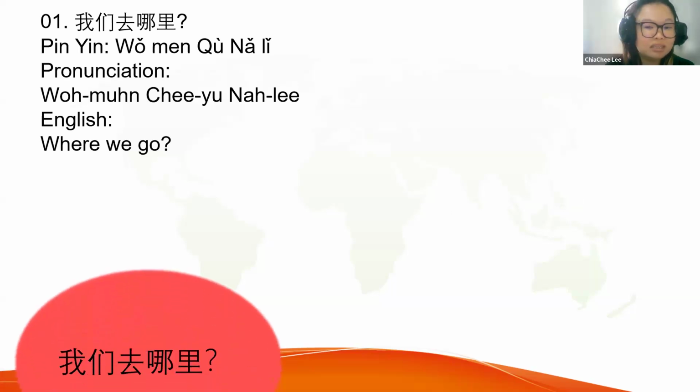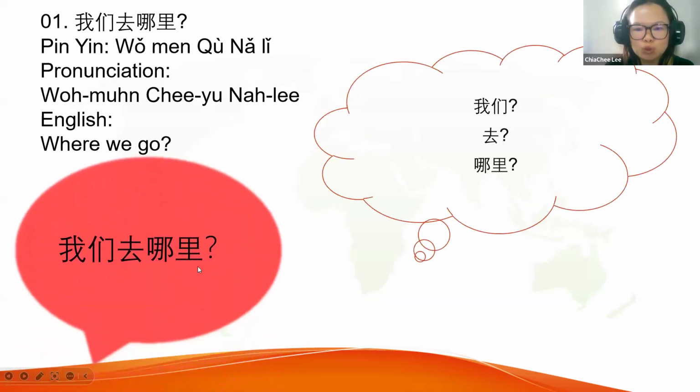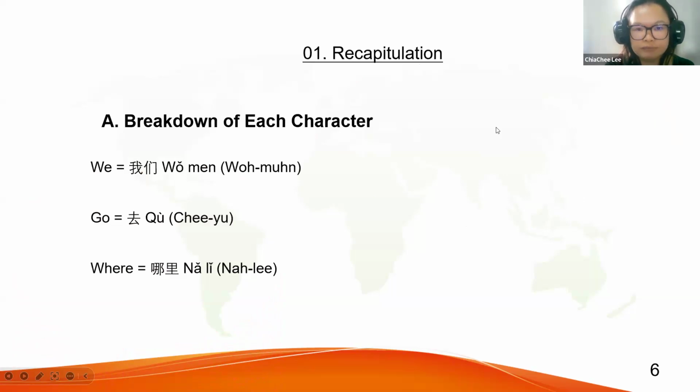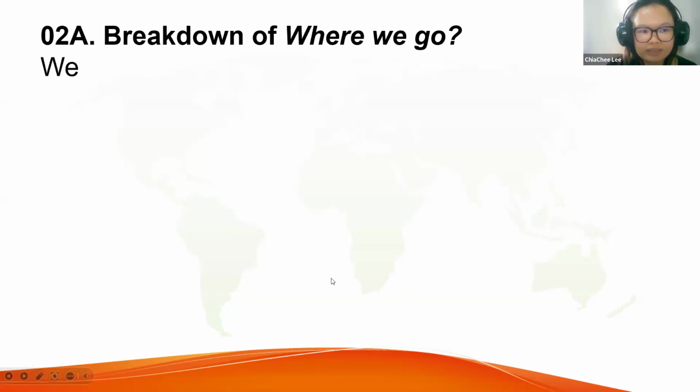Where we go in Mandarin is 我们去哪里? Yes, it's in reverse pattern. Where we go in Mandarin, it will become 我们去哪里? And there are 3 parts of it. You actually have breakdown of each part. We is 我们. It can be other pronouns like 你们他们 or 我你他. Go is the verb 去, to go. And where is the question, 哪里. Then we have this in mind.